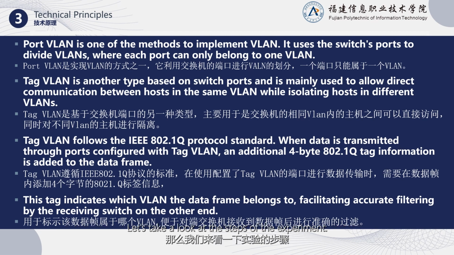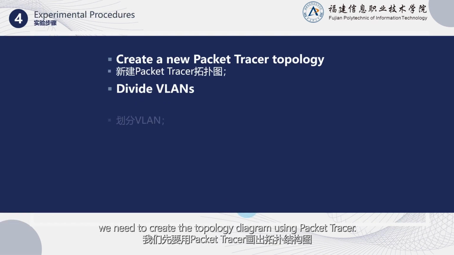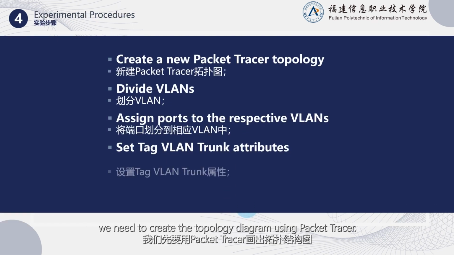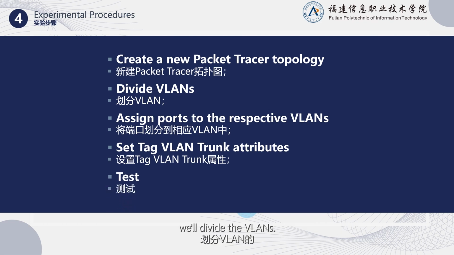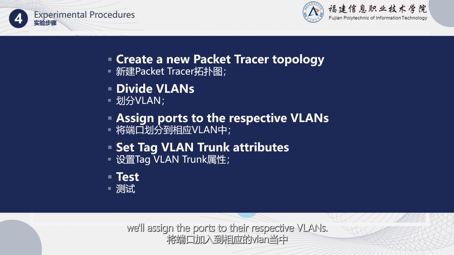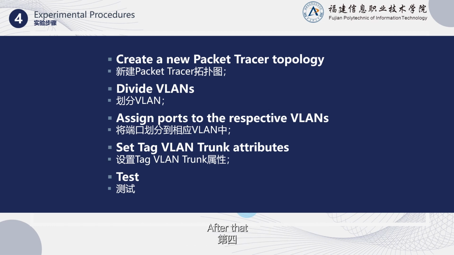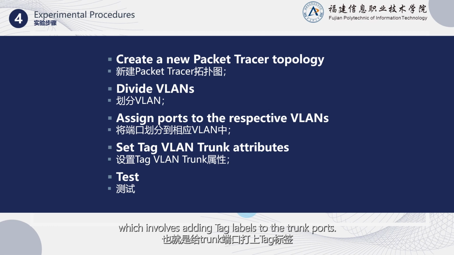Let's take a look at the steps of the experiment. First, we need to create the topology diagram using Packet Tracer. Next, we'll divide the VLANs. Then, we'll assign the ports to their respective VLANs. After that, we'll set up tagged VLAN trunk mode, which involves adding tags to the trunk ports.